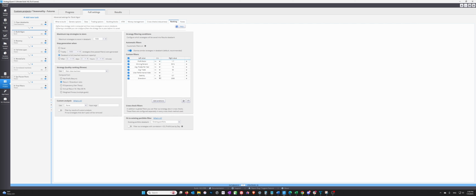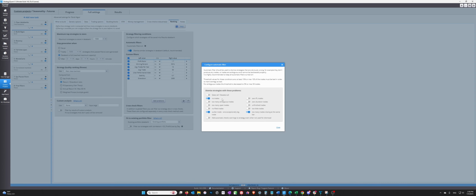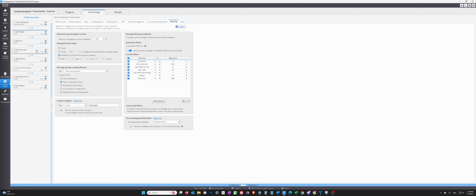The other one is stability. This is basically saying if you have high volatility in the strategy's results, then it's probably not a very stable strategy. If it pretty much only works as a volatility strategy, then you probably don't want to run it. And then the automatic filters I use are discarding strategies with no trades, discarding strategies that only met the criteria if they had one huge winning trade, and discarding those with too many trades closing at the same bar, which is usually a data issue.